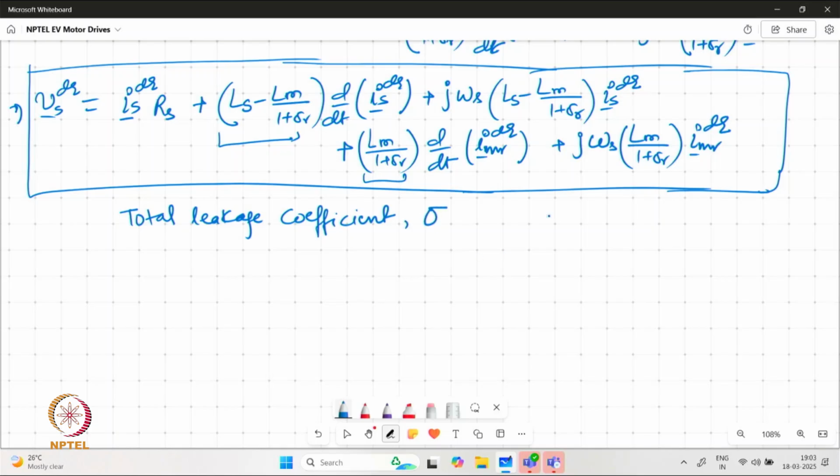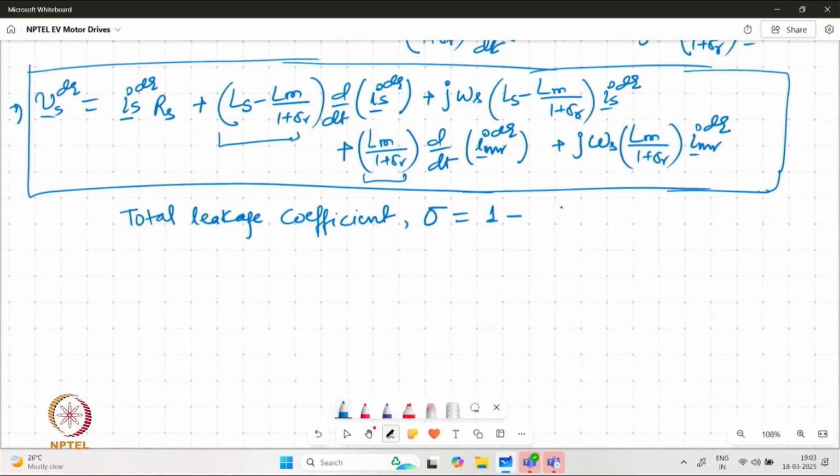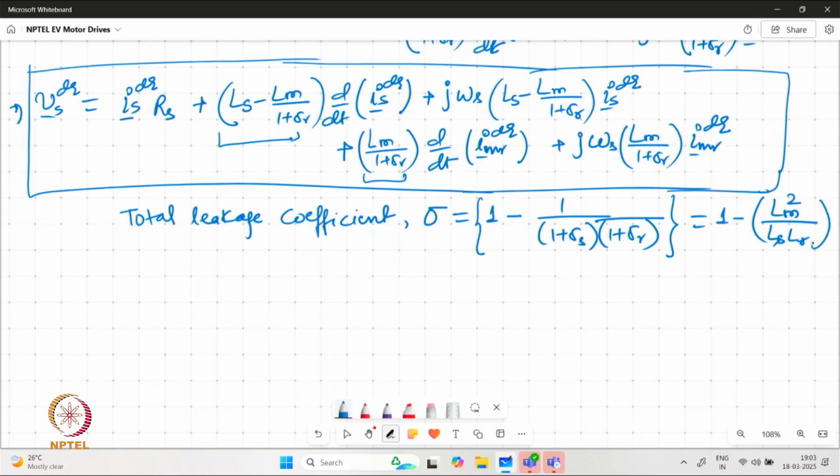So kind of similar to the term we defined for the stator leakage coefficient and rotor leakage coefficient, this one is basically combining the stator and rotor leakage coefficients, and this is essentially given as 1 minus 1 over (1 plus sigma s)(1 plus sigma r). Now this term can also be seen as 1 minus Lm square by Ls Lr. So either way this term can be seen.